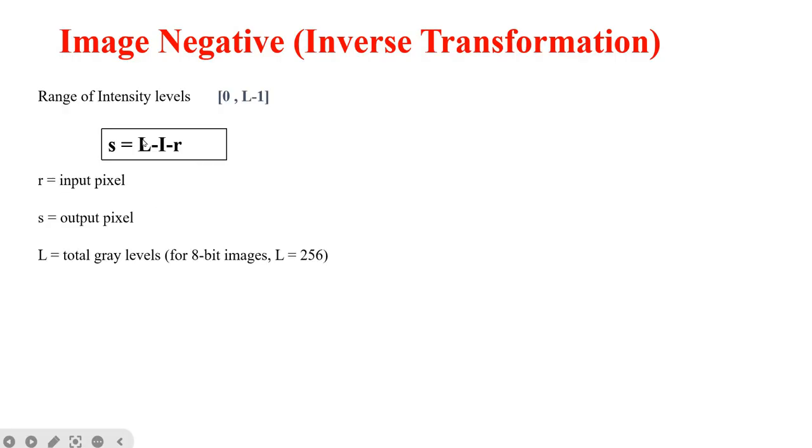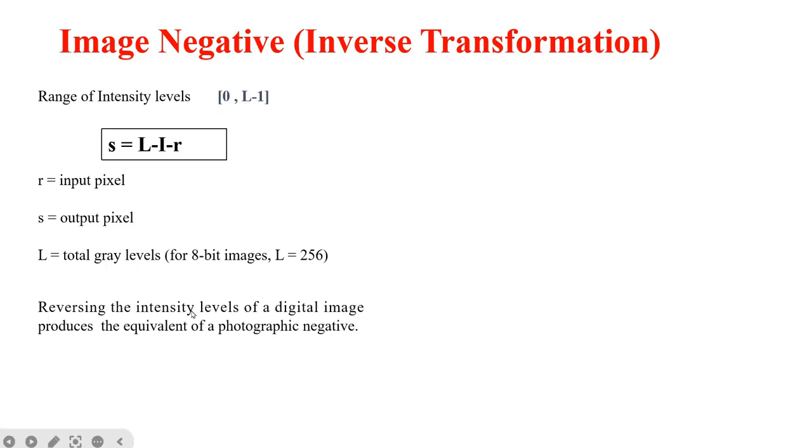Now we will see the image transformation functions. The first one is the image negative, which is also called the inverse transform. The image negative of an image with intensity levels in the range 0 to L minus 1 is obtained by using the negative transformation, which is given by the equation s equals L minus 1 minus r, where r is the input pixel, s is the output pixel, and capital L is the total gray levels. So for an 8-bit image, L is equal to 256, that is total 256 gray levels.